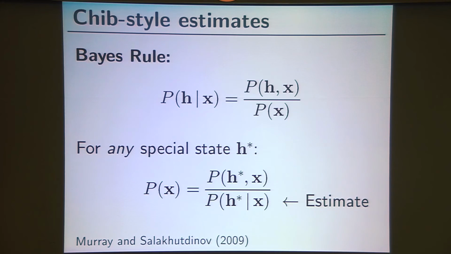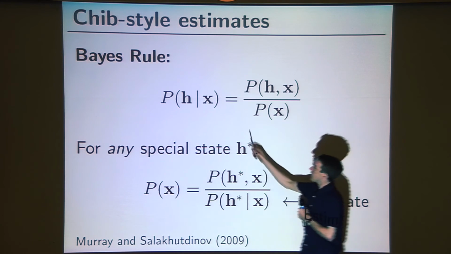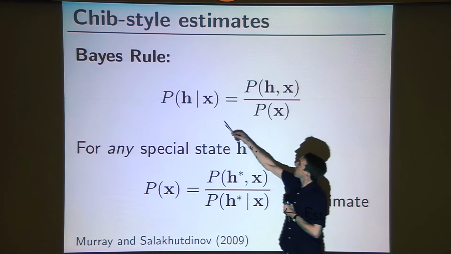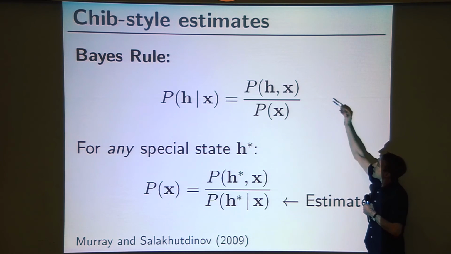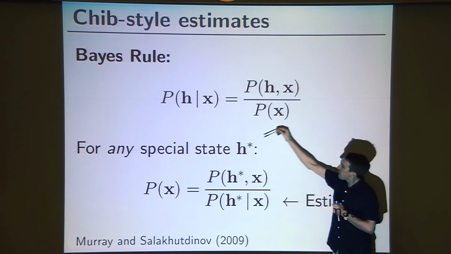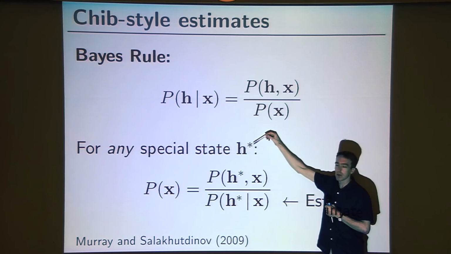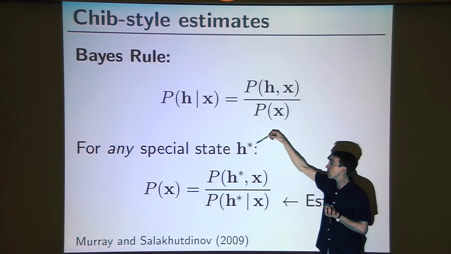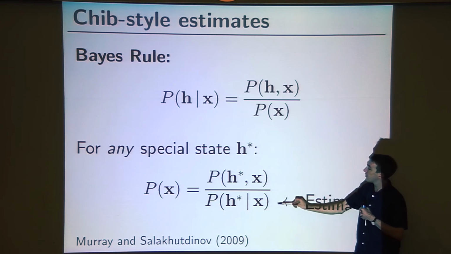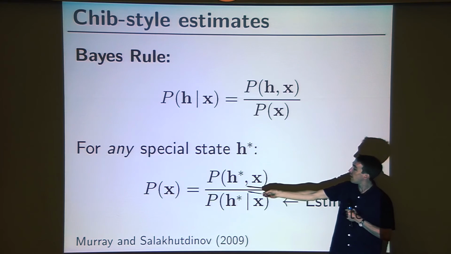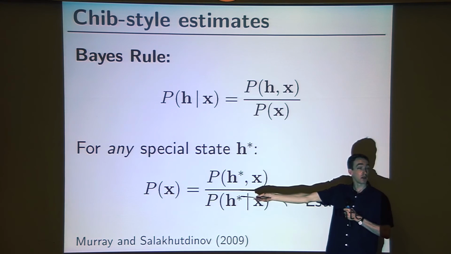I'll sketch roughly how we do that. Here is Bayes' rule. We've got the posterior distribution over hiddens given an image, which I'm saying is simple, and this is Bayes' rule for that. And if I evaluate Bayes' rule at any particular special state I like, so maybe I could find the most probable hiddens by just greedy coordinate ascent or something, I can evaluate Bayes' rule and rearrange it, and that gives me an expression for the probability of a visible vector.